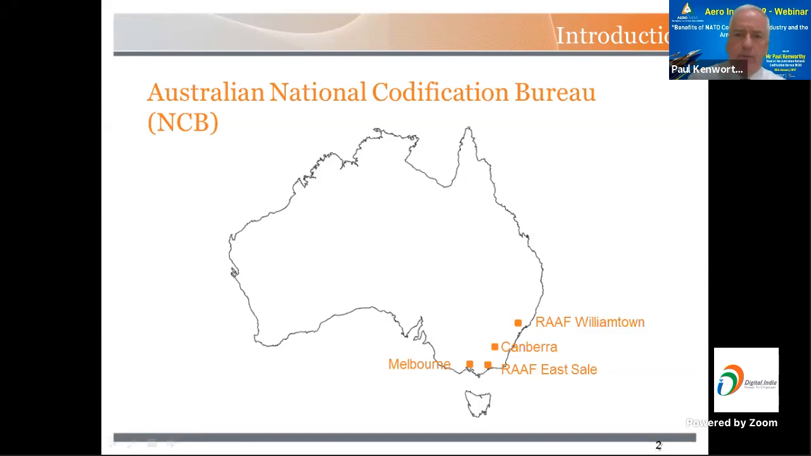Just to let you know a little bit about the geography of Australia, the NCB is mainly situated in Melbourne, the capital of Victoria. Daniel is in Canberra, our national capital. He's there by himself. Canberra is also the site of our defence headquarters and the site of most of our major acquisition projects, which is why Daniel is there, specifically to talk to those big projects. We also have two codifiers at an Air Force base in Williamtown near Newcastle, New South Wales. We also have one codifier at the Air Force base in East Sale in Victoria. So we have about, in total, 19 staff at the NCB and 5 contractors. Most of them are in Melbourne.